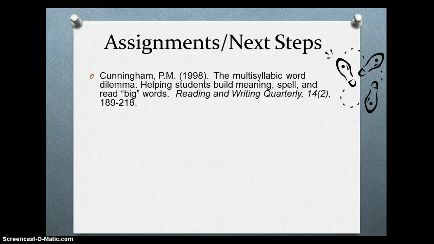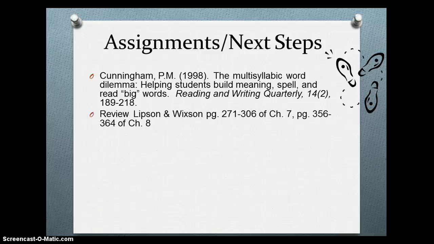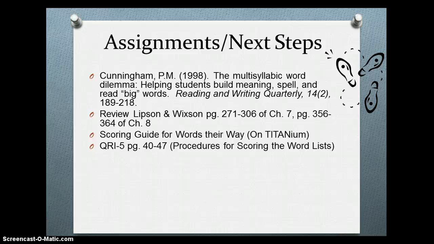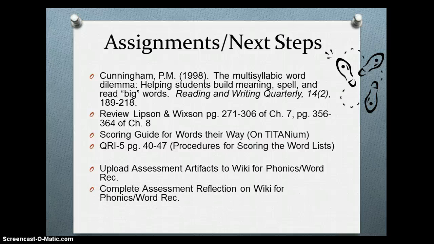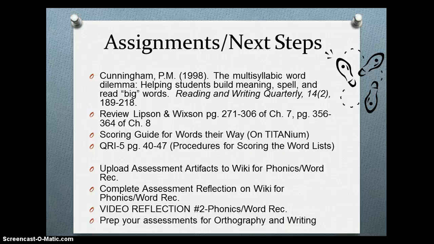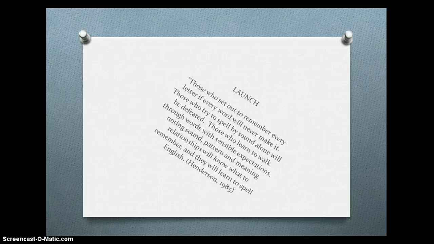Next steps: reading that article by Cunningham, reviewing designated pages of Lipson and Wixon. Check out the scoring guide for Words Their Way. Read about the QRI 5, just 7 pages, which gives you more information about using the word list. You're going to need to upload your assessment artifact to the wiki for phonics and word recognition, and then complete the assessment reflection on the wiki, and then do your video submission, the second one, on phonics and word recognition, and then start to prep those assessments for spelling and writing.